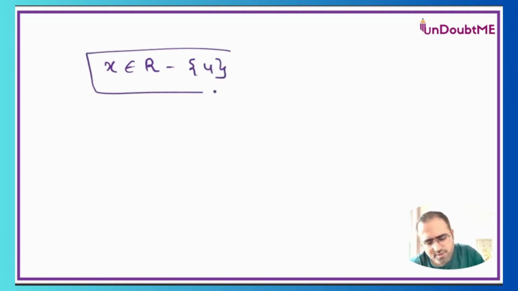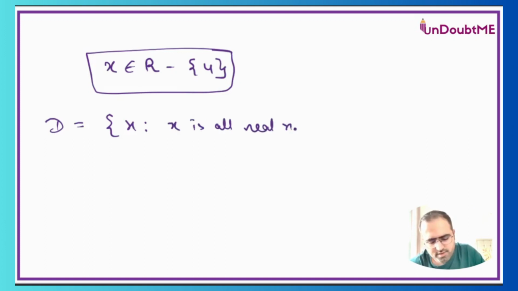This is also one of the ways to write, and you can definitely write your domain as x such that x is a real number and x is not equal to 4. This is also a way to write. Both have the same meaning and they are equally right. So you can use anything as per your choice.